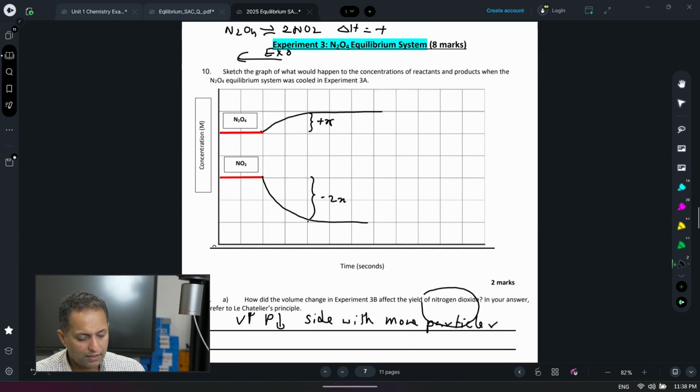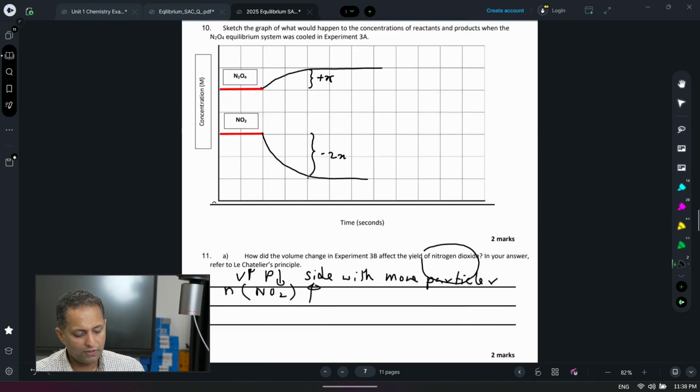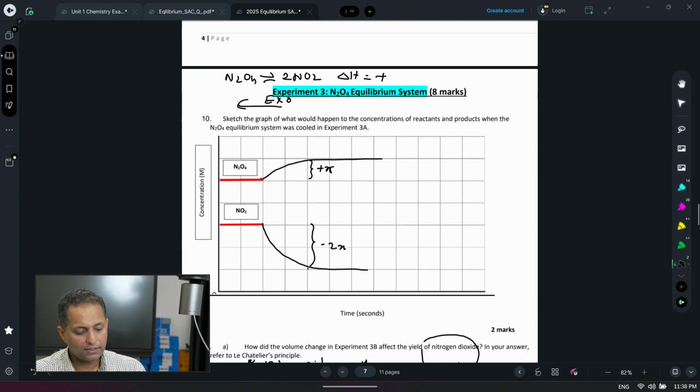So the number of moles of NO2 will increase because the forward reaction is being favored. Therefore, the number of moles of NO2, which is the yield, will increase.